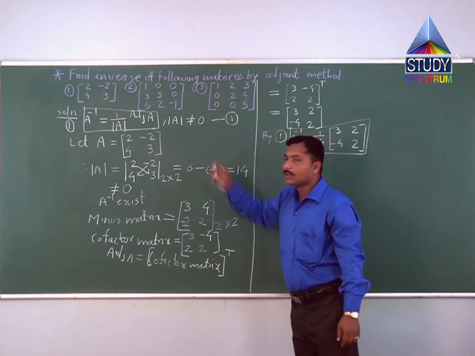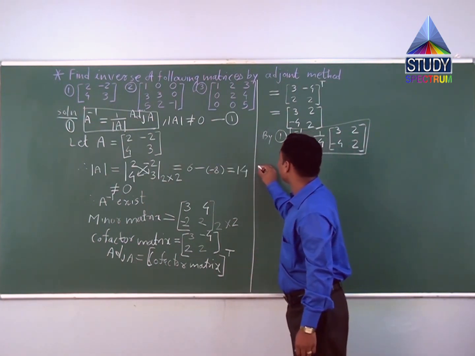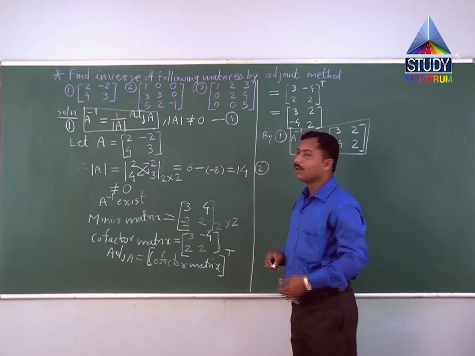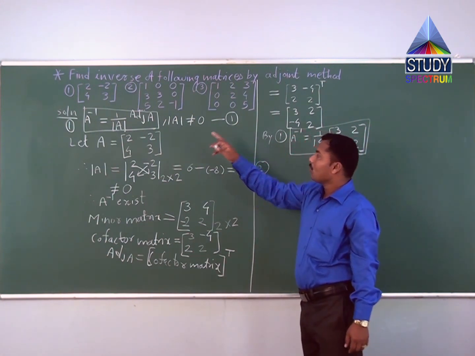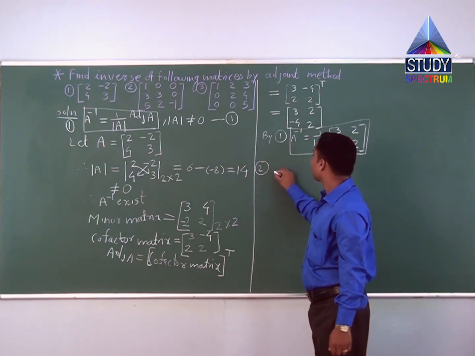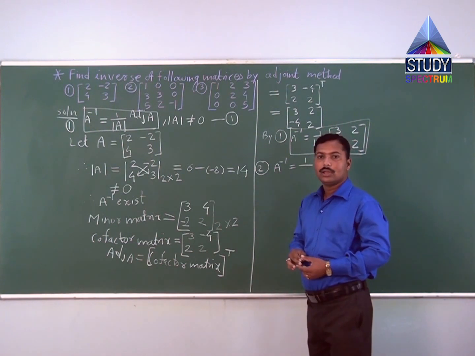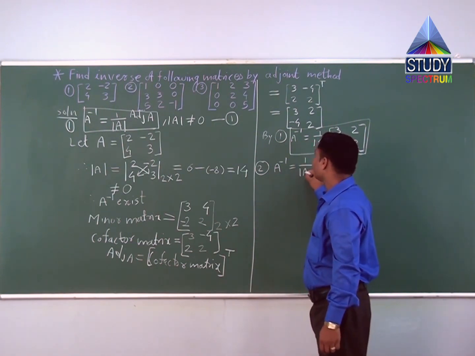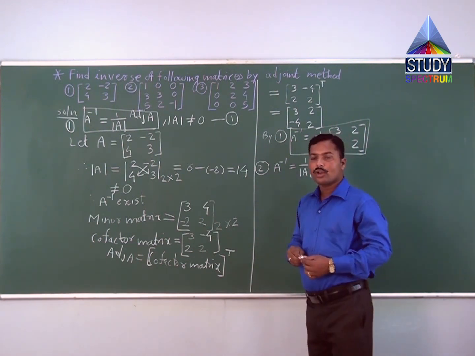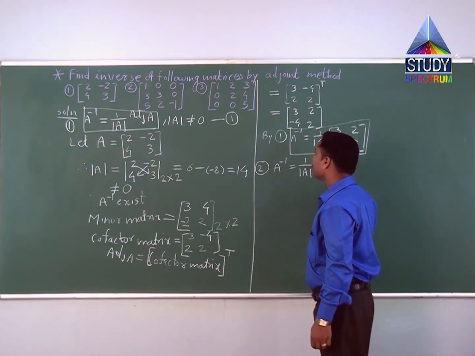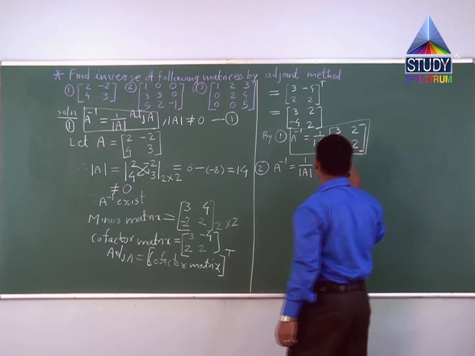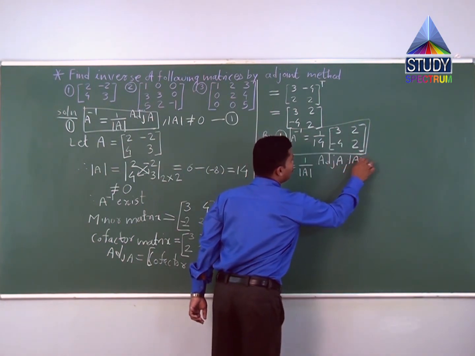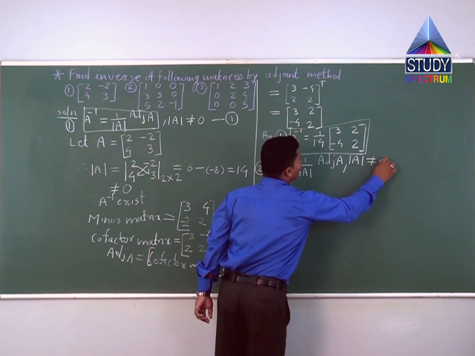Also we discuss the second problem by adjoint method. This is a 3 by 3 matrix. So same procedure. What procedure? First write the formula. A inverse equal to 1 upon determinant A into adjoint of A. Determinant A is not equal to 0. Determinant is non-zero.